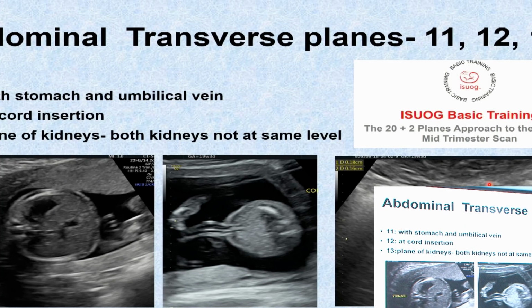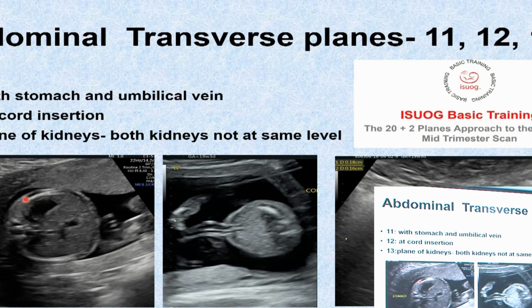And then in the second trimester, these ISUOG basic guidelines have given some 20 planes which help us to evaluate around 50 abnormal patterns in the fetus. Of that, 11, 12, 13 and 14 are related to the abdomen and the pelvis. It is almost the same plane as in the first trimester, but here you can see the vascular anatomy quite properly in the second trimester.